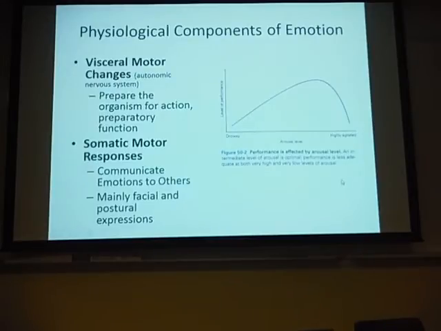And this seems to be the role of this autonomic nervous system in preparing the organism for action, which is really the role of the ANS. Again, we'll talk about that more next week.